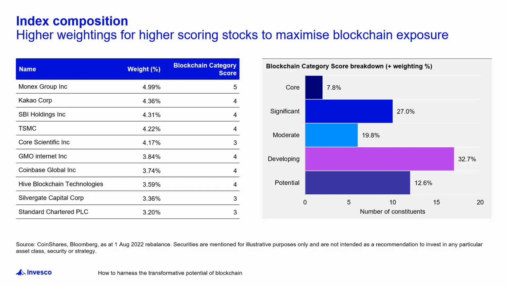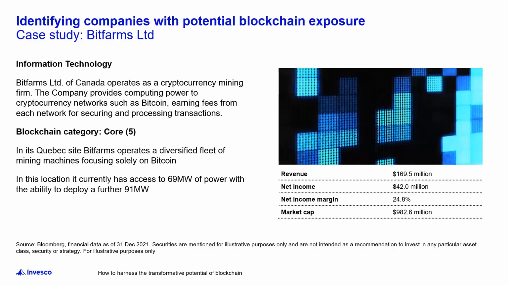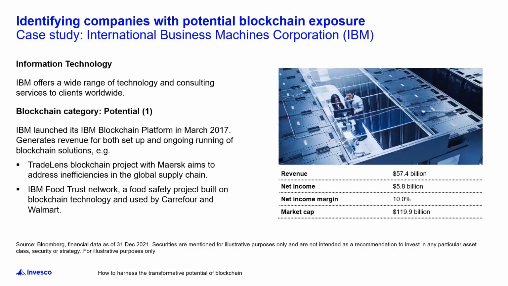But you can see the impact of that weighting approach, weighting by score, means that although in terms of count, around 2/3 of the stocks in the index are in the developing or potential bucket, less than 50% of the weight in that index is in those lower scoring parts of the market. There are a few examples of stocks here, which I'm going to skip over.